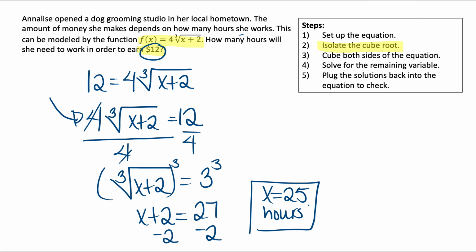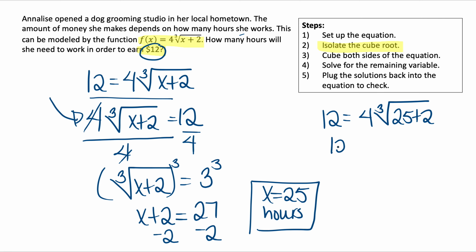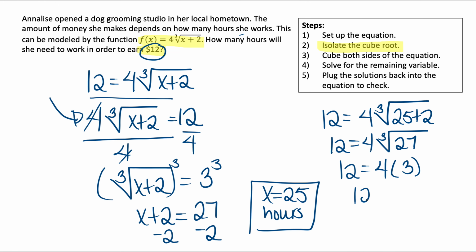Let's make sure that our answer is right by plugging back into the original equation. When we plug back in, we get 12 equals 4 times the cube root of 25 plus 2, which is 27. So 12 equals 4 times the cube root of 27, which is 3. So 12 equals 12 does in fact check out.